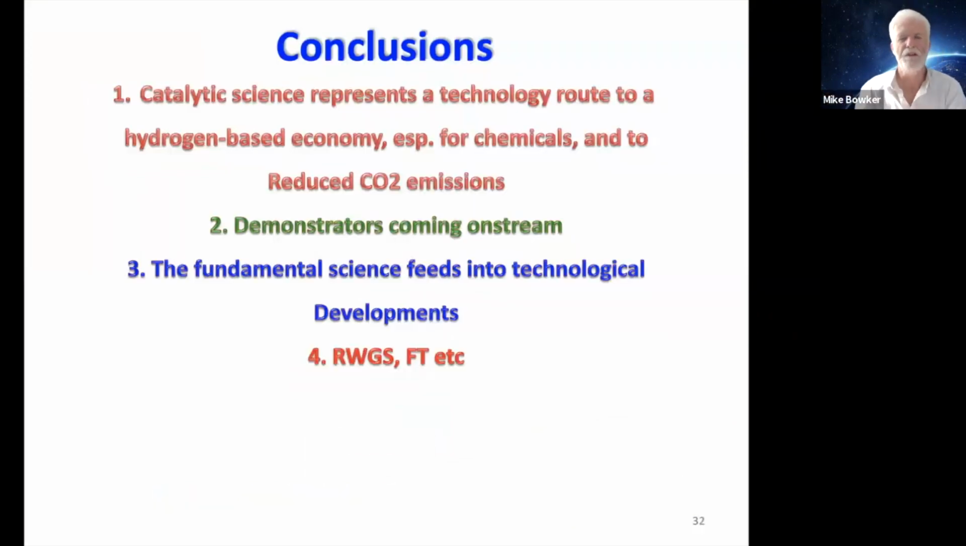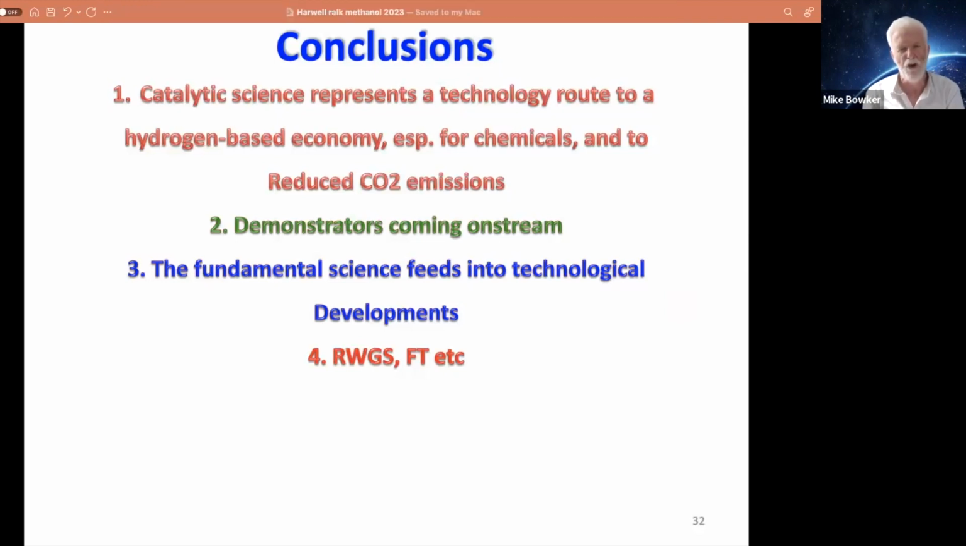So let me conclude. Obviously, I guess everybody listening to this will know that catalytic science represents a route to a hydrogen-based economy and the route to a new kind of chemical industry, a new kind of refineries. And it's a way to reduce CO2 emissions. It's a way to fuel as well. As I said, demonstrators and bigger demonstrators are coming on stream all the time.